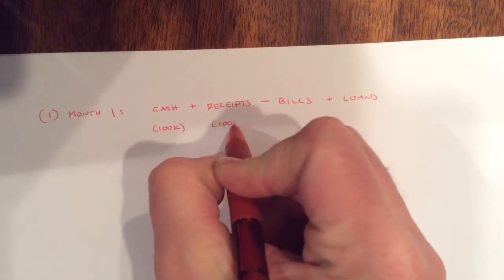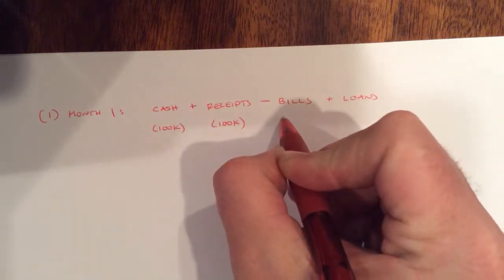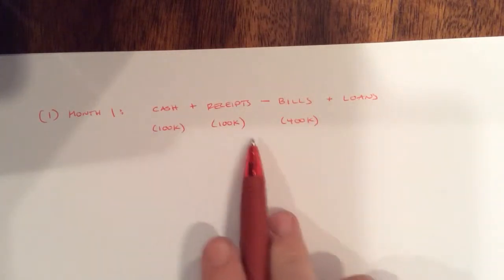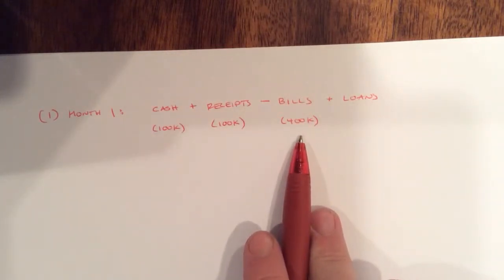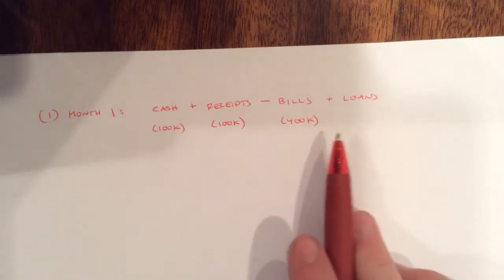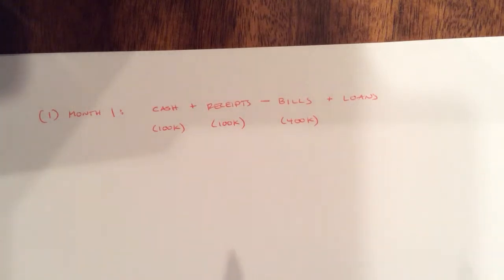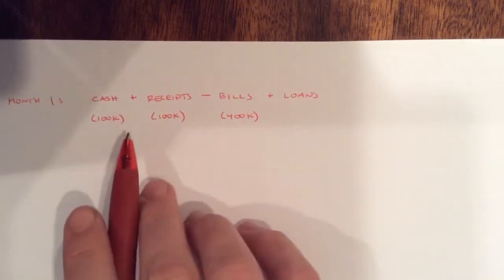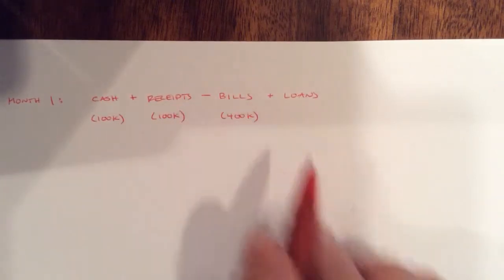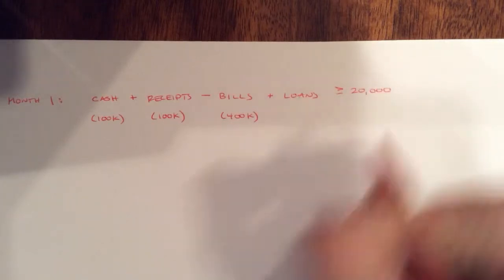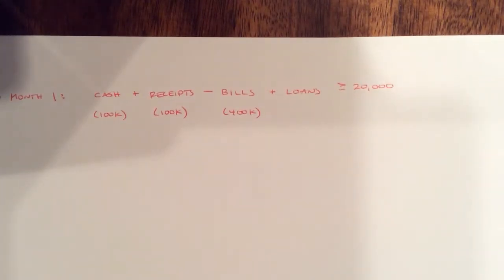Receipts, we had $100,000 in sales, but our bills are $400,000. So right now we're in the hole by negative $200,000. So we're going to need to take out a loan for at least that amount. But the other constraint says the company likes to maintain a cash balance of at least $20,000 at the end of each month. So this amount here, cash plus receipts minus bills plus loans, has to be greater than or equal to 20,000. And that's our first constraint.